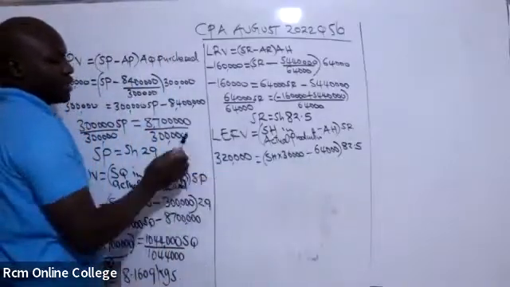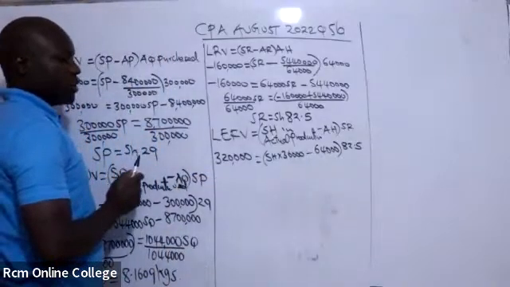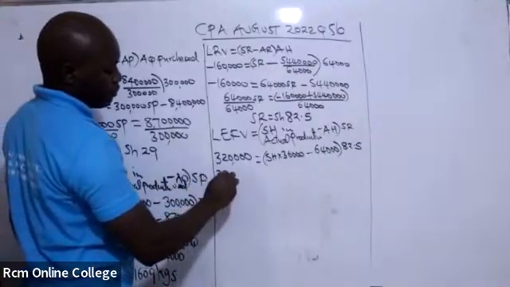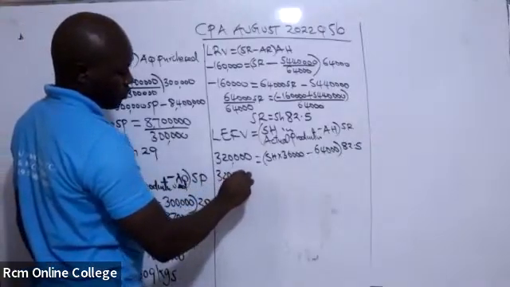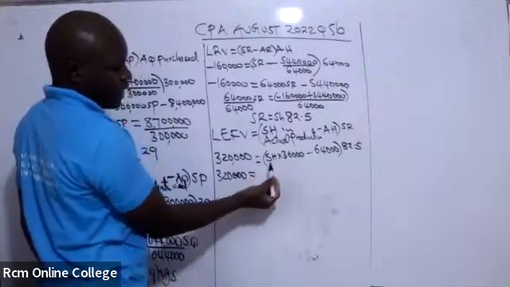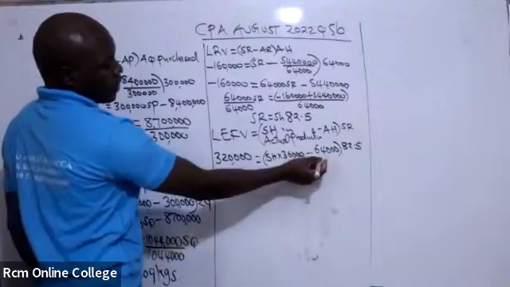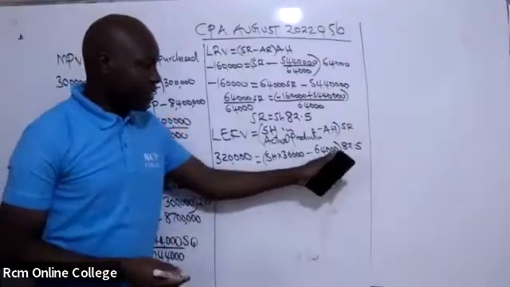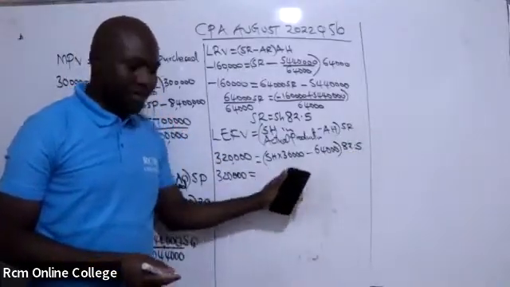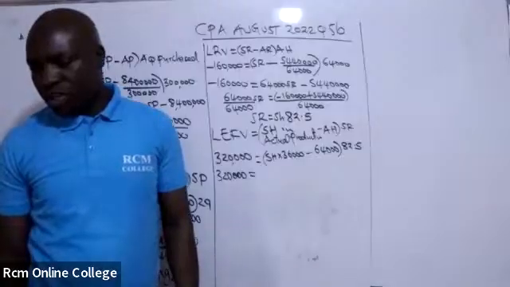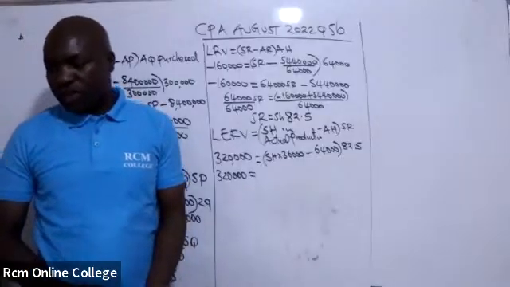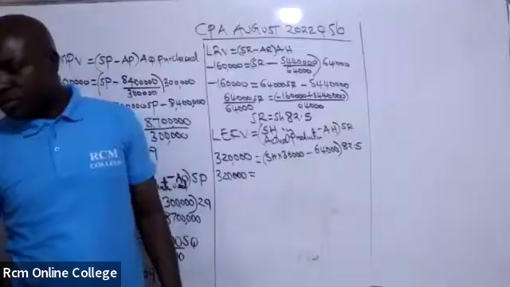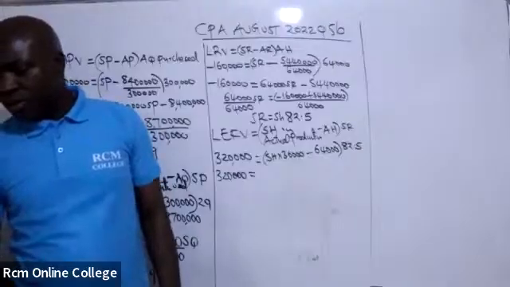Let's come to this part. Let's break the bracket. So 320,000 is equal to SH by 36,000 by 82.5. What are you getting? In other words, just take 82.5 by 36,000. What are you getting?